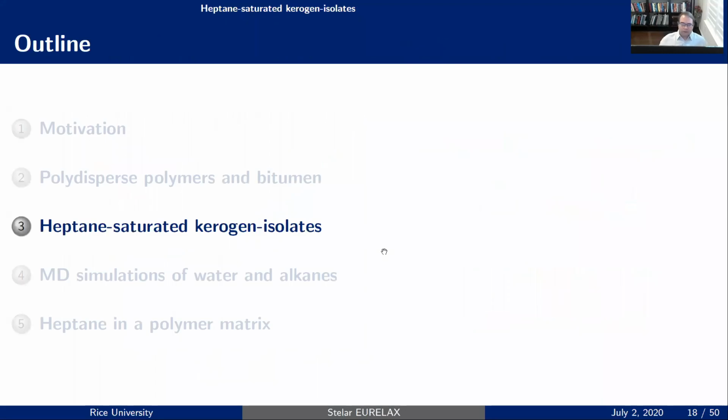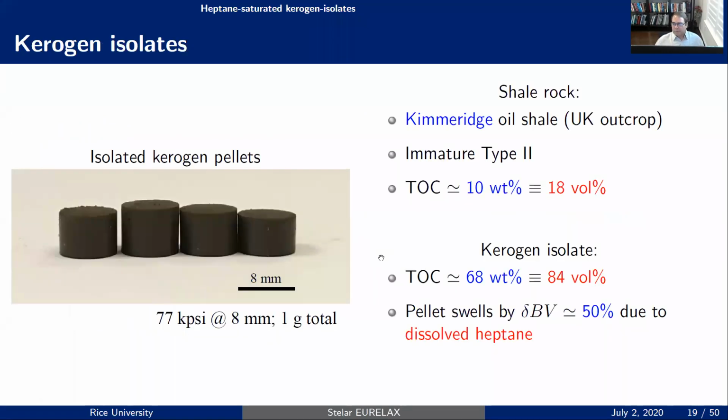Okay, so that concludes the measurements of the viscous fluids. Now let's look at the measurements of the heptane saturated kerogen isolates. So many of you may not be familiar with this kerogen. And we start with a shale rock. In this case, it's a Kimmeridge oil shale, which is a UK outcrop on the coast of Dorset.